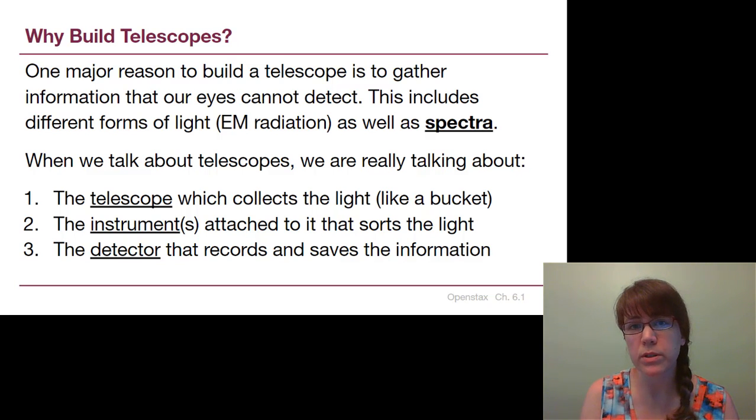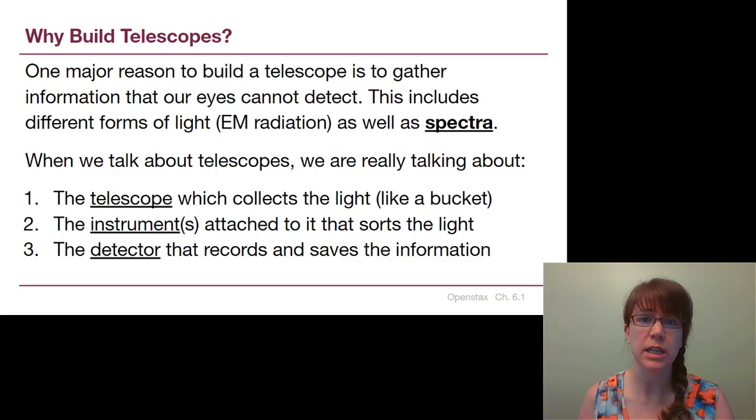Now, when we build telescopes to gather this information, we're having them take images in kinds of light that our eyes can't see, but more often than not, they're gathering just how much energy at each wavelength they're receiving. And so they'll make a lot of spectra, stellar spectra, like we also talked about back in Chapter 5.